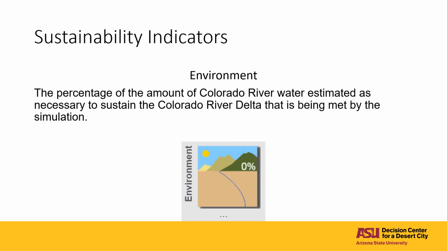The Environment Sustainability Indicator reports the percentage of the amount of Colorado River water estimated as necessary to sustain the Colorado River Delta that is being met by the simulation. A 2012 binational agreement for the Colorado River Basin committed 158,088 acre-feet of water over a 5-year period, modeled annually here, for restoring the delta. Arizona is responsible for a proportion of this water, and the indicator will reflect the percentage of Arizona's commitment to environmental flows for this delta that are being met.